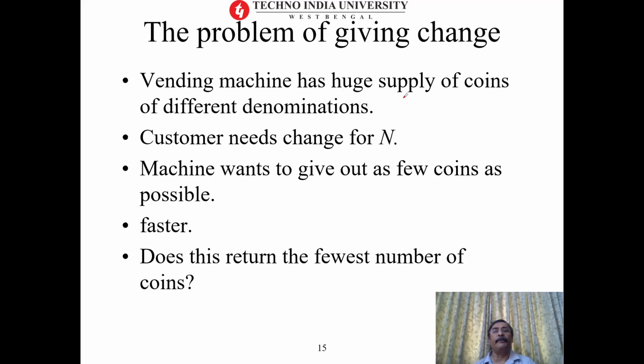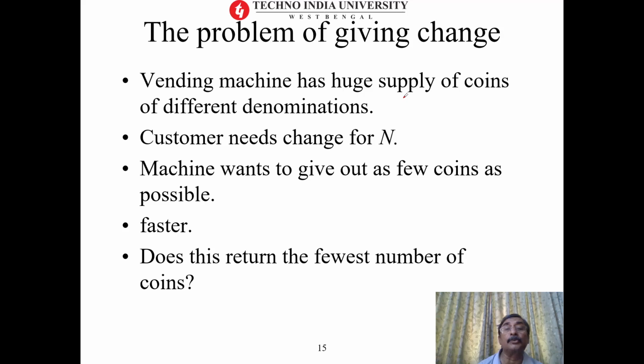Assume that there is a vending machine which has an unlimited supply of coins of different denominations. For example, in the Indian context, we can assume that there are 5 rupee notes, 10 rupee coins, 5 rupee coins, sometimes 20 rupee coins, maybe 2 rupee coins, and 1 rupee coins. The vending machine has an unlimited supply of that, and you can give a paper note of 100 rupees and ask the machine to give out the change. Or you can give, let's say, a 50 rupee note and ask for the change.